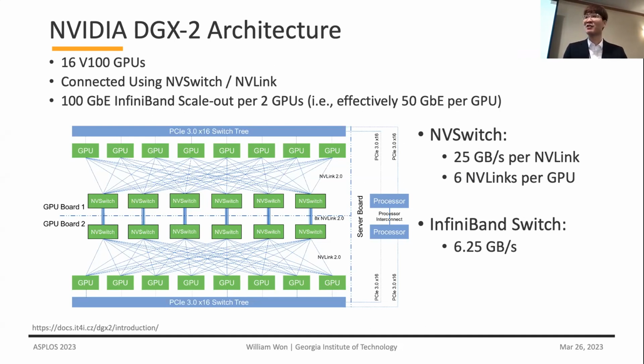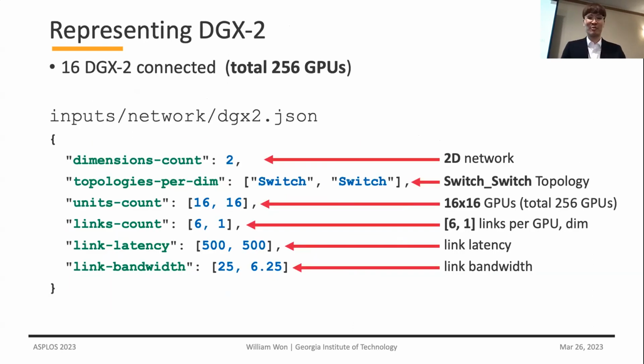And per each GPU, they have 6 NVLinks. So in total, each GPU has 150 gigabytes per second bandwidth, and they are being scaled out using a 6.25 gigabytes per second InfiniBand switch. So this DGX2 can be represented as a switch, and each DGX box has 16 GPUs in it, and we want to simulate 16 such DGX boxes, so 256 GPUs in total.